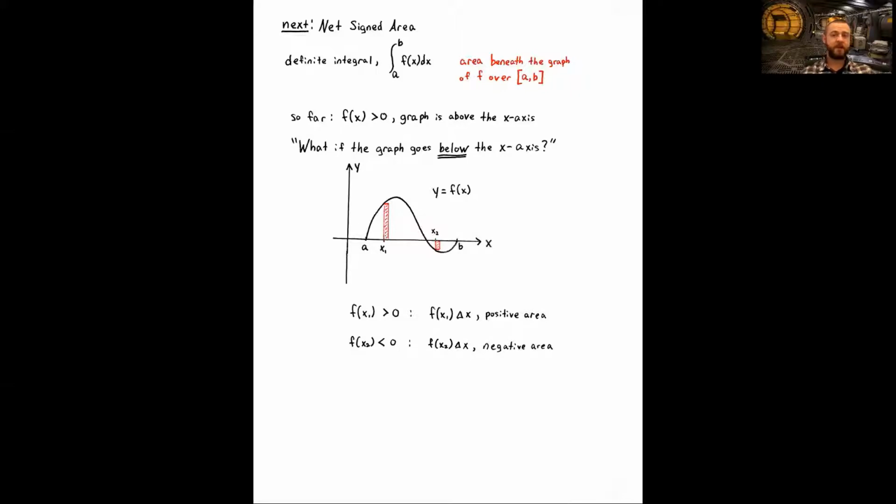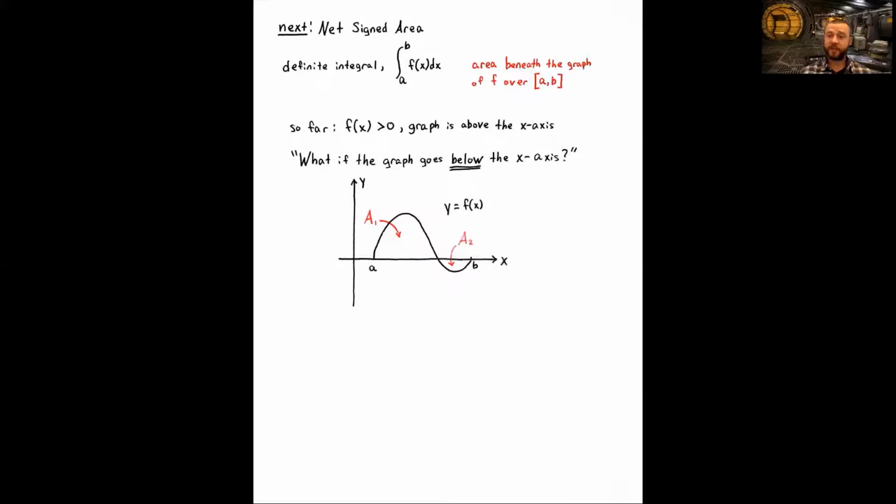So what we're seeing, depending on how the function is oriented, is we could get positive or negative values for the rectangular areas. If we were to put this together, add up a bunch of them, we could get positive area or negative area. And this is the concept that we'll call net signed area. If we look at this now as two regions, we have the region above the x-axis, which we'll call A sub 1. There's the region below the x-axis, which we'll call A sub 2.